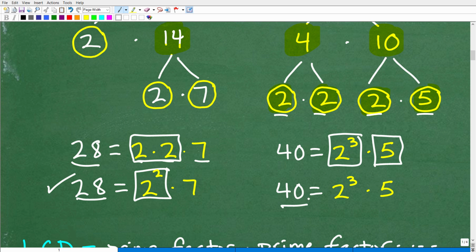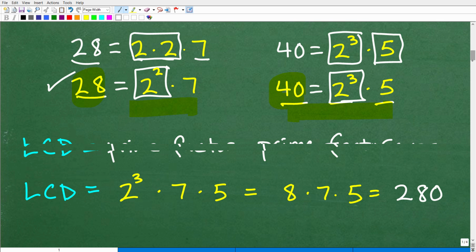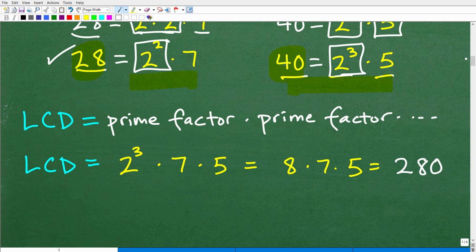Okay, so 40 again is 2 cubed times 5, and it's very important to write repeating factors, like 2 and 2 and 2, or 3 and 3 and 3, as powers. Now we have our two numbers, 28 and 40, and we're looking at all the prime factors. So now we need a little formula for the LCD.